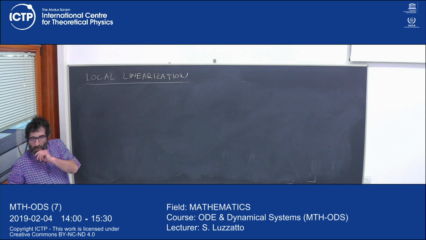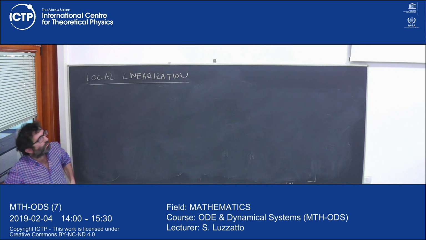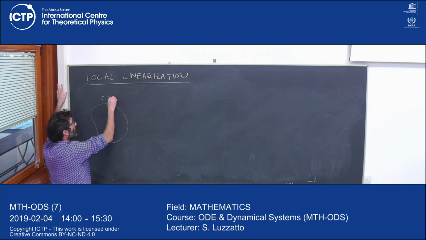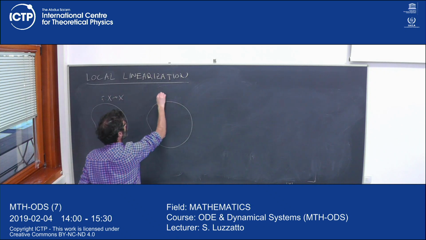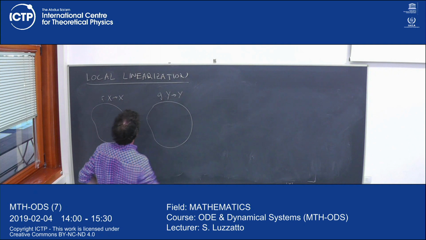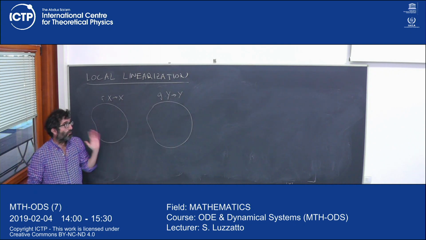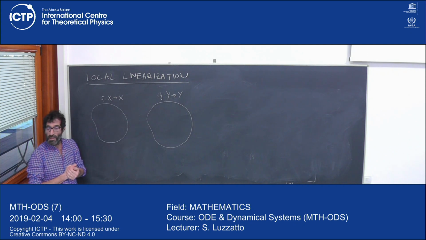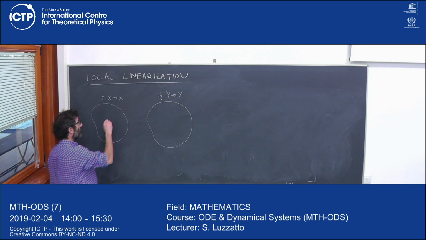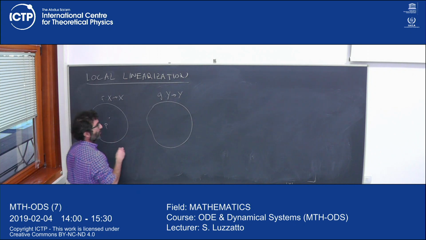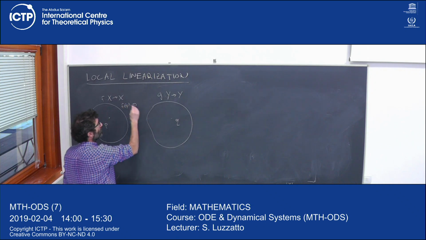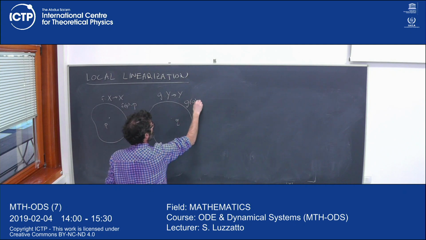So let me first explain what we mean by local. So suppose we have two systems, as usual. Ideally, we'd like to analyze whether they're topologically conjugate. Maybe they are, maybe they're not, maybe we cannot do it, okay? So let's reduce the question a little bit and suppose we have two fixed points. We have a fixed point here and a fixed point here. So we have f of p equals p, and here we have g of q equals q.